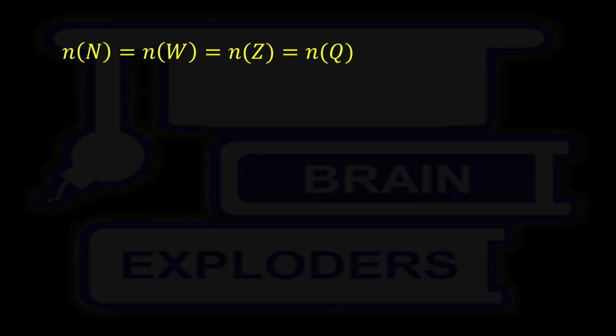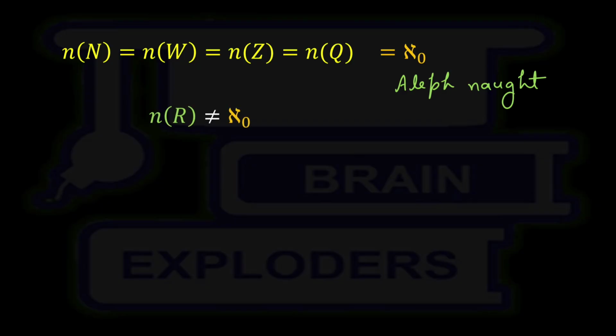So till here, what we learned is that the cardinality of natural numbers, whole numbers, integers, and rational numbers are all the same, and this is represented by a symbol which is called Aleph-Naught. In the next part of this video, we will see that the cardinality of real numbers is not the same as the cardinality of natural numbers. It means we cannot define a 1-1 and onto map between natural numbers and real numbers.